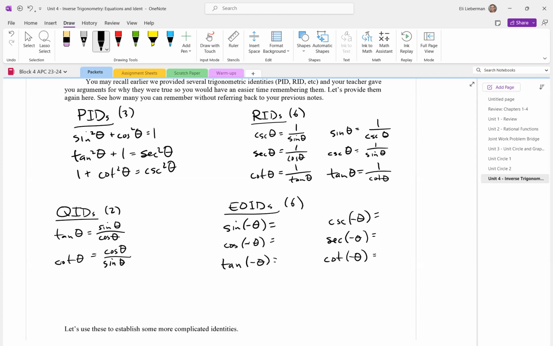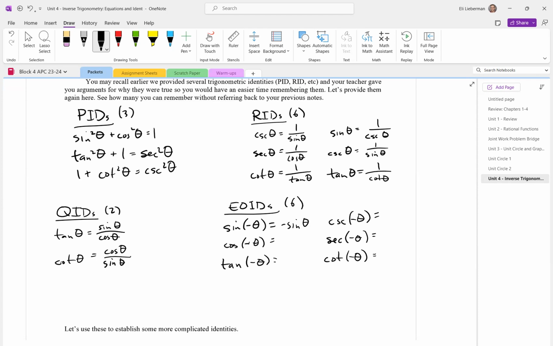Finish up the even odd identities. If you haven't copied these yet, I'll give you a chance maybe a little bit later, but you do have to know all of them. I have things to be memorized or at least understood. We know the sine of negative theta is equal to what? Negative sine theta, which means the sine is what kind of function? An odd function, which means that the graph is symmetric over the origin.